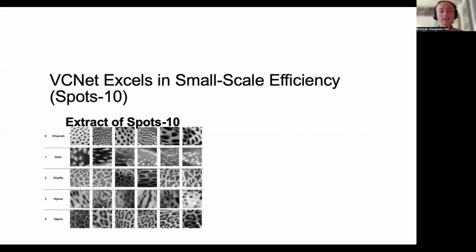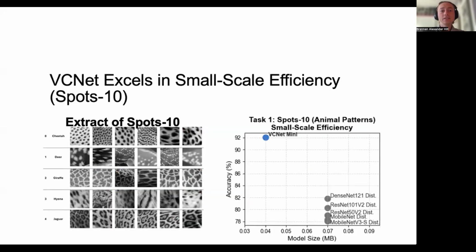We test this on the SPOS10 dataset. This dataset requires recognizing complex natural textures, which is central to primate evolution for predator and prey detection. VCNet achieves 92.1% accuracy, beating the distilled DenseNet 121 by over 10%. And looking at the x-factor, the model is 43% smaller than the baselines, showing the right inductive bias. It gets extreme efficiency.